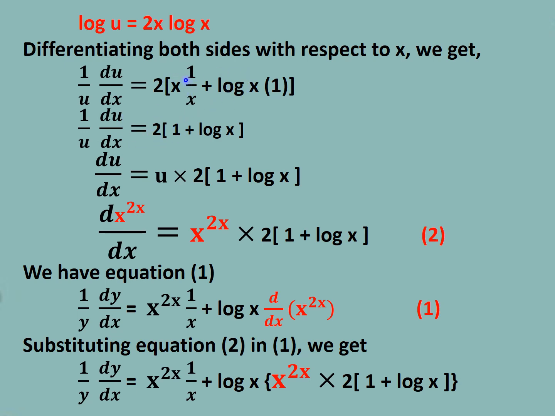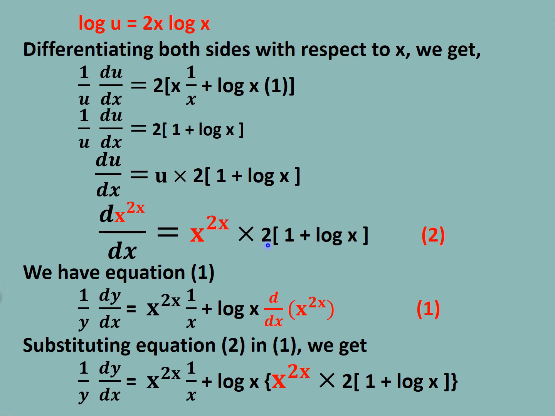Now for 1 upon u du by dx, we will simplify this bracket part. 2 into x and x will get cancelled. So you will get 1 as the first term plus log x. 1 into log x, log x. So du by dx is equal to, you have to take this u to the other side. That means du by dx is equal to u into 2 into 1 plus log x. So u means x raised to 2x. So the derivative of x raised to 2x is equal to x raised to 2x into 2 into 1 plus log x.